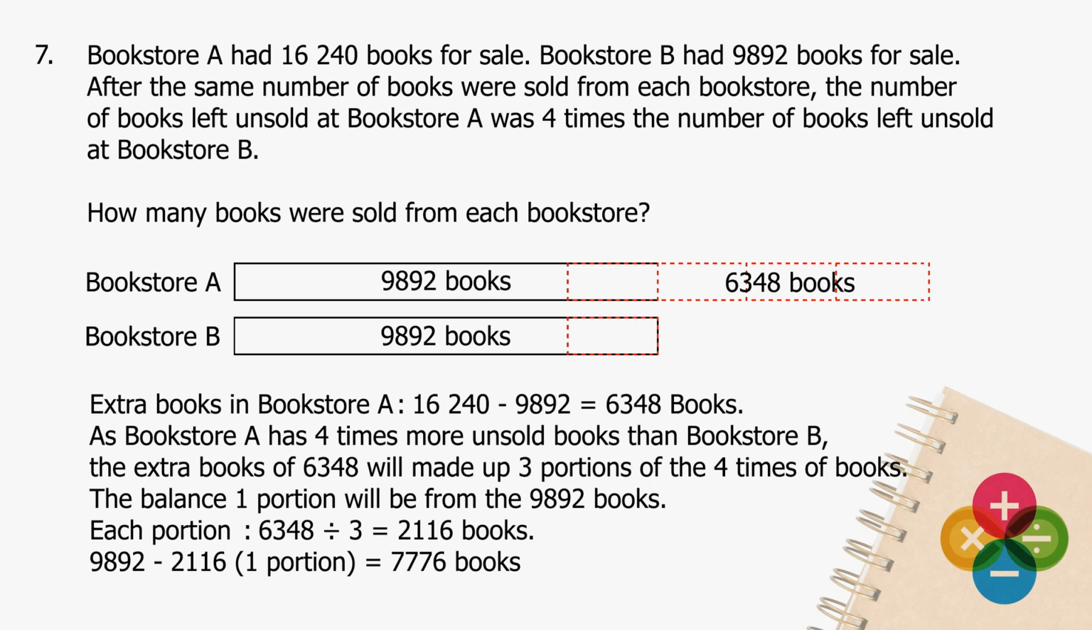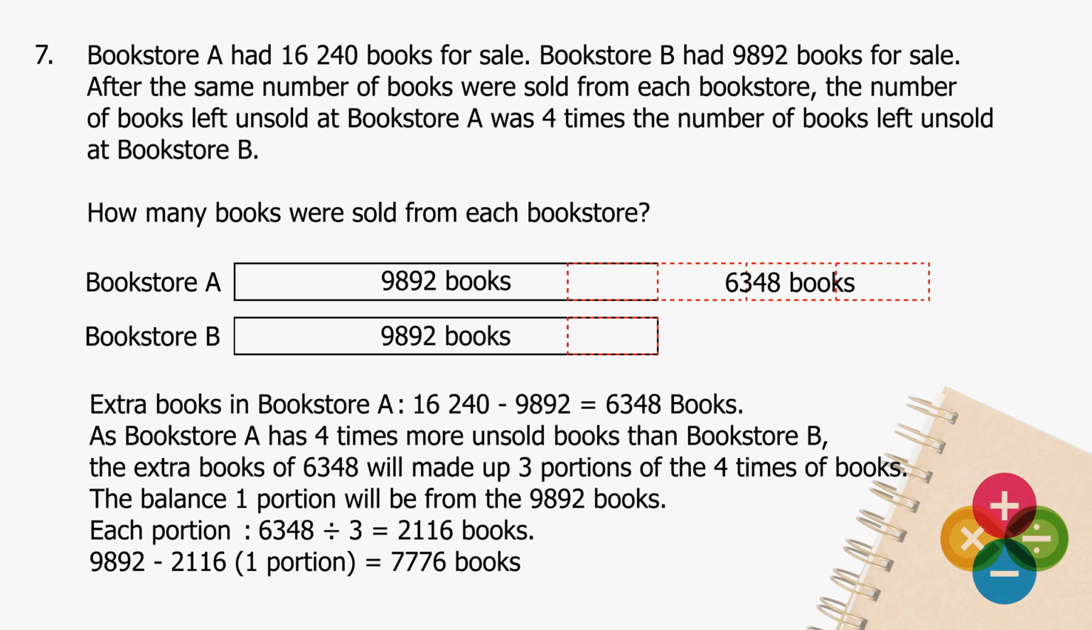As we know that Bookstore A had more books than Bookstore B, and the amount of unsold books in Bookstore A will be 4 times the number of books left unsold at Bookstore B. Since the unsold books in Bookstore A is 4 times, or we can call it 4 portions, more than Bookstore B, the difference in number of books they have initially will be 3 portions. Subtract 16,240 books by 9,892 books. Bookstore A will have 6,348 books more than Bookstore B, which is equal to 3 portions of the unsold books. Divide 6,348 by 3. Each portion will be 2,116 books.